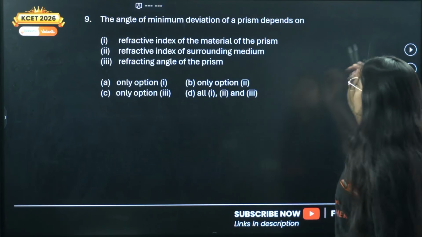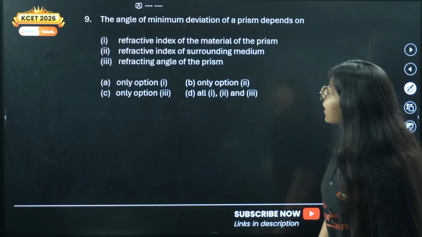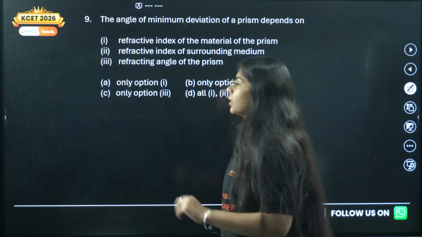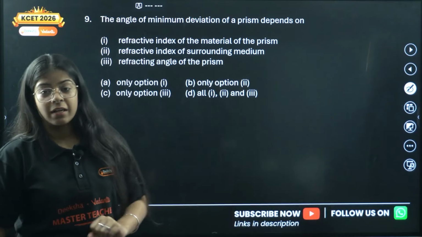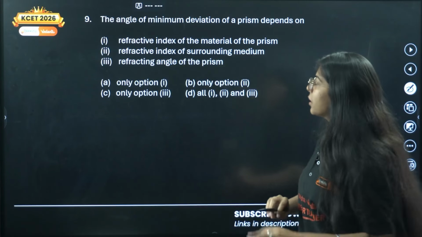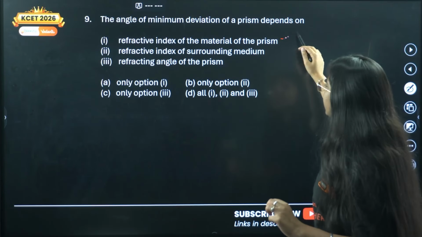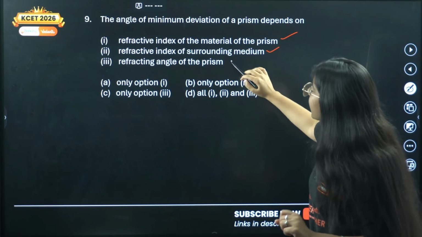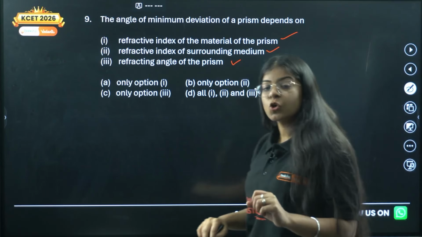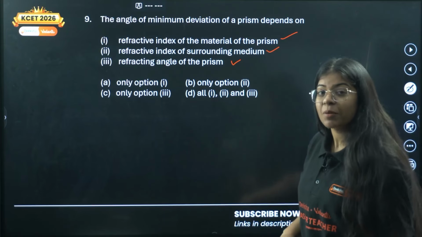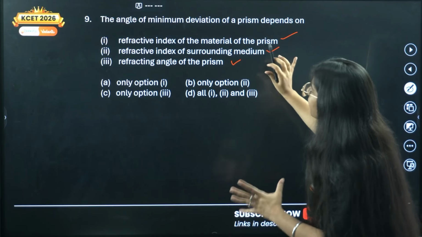Moving on to the next question, it says the angle of minimum deviation of a prism depends on. Can you tell me the answer? The angle of minimum deviation of a prism depends on the refractive index of the material, the refractive index of the surrounding medium, and the refracting angle of the prism. So we know that the angle of minimum deviation depends on all these three.